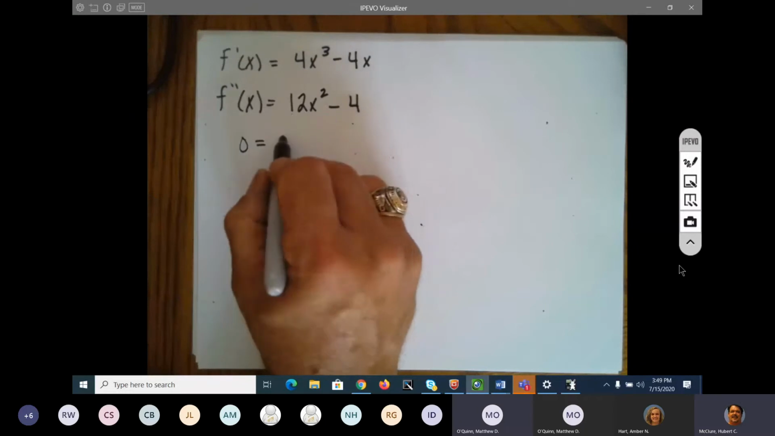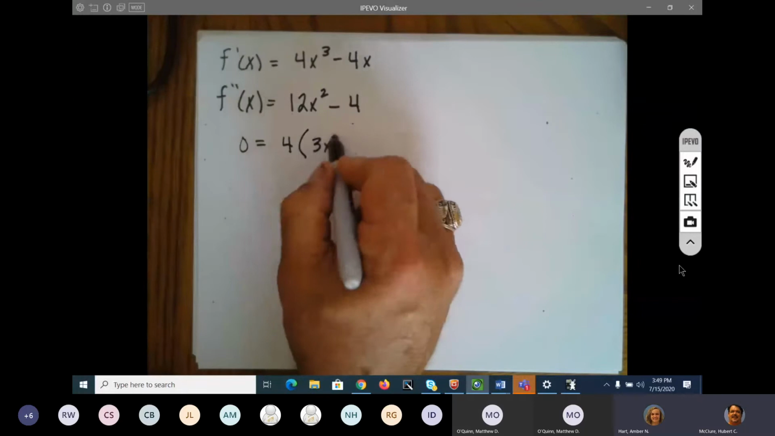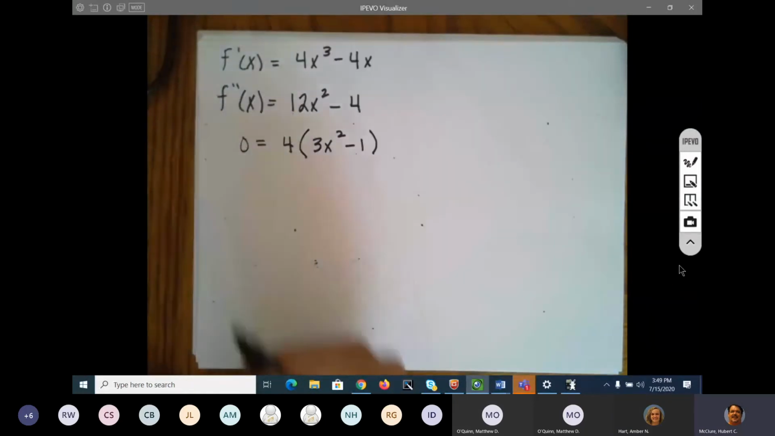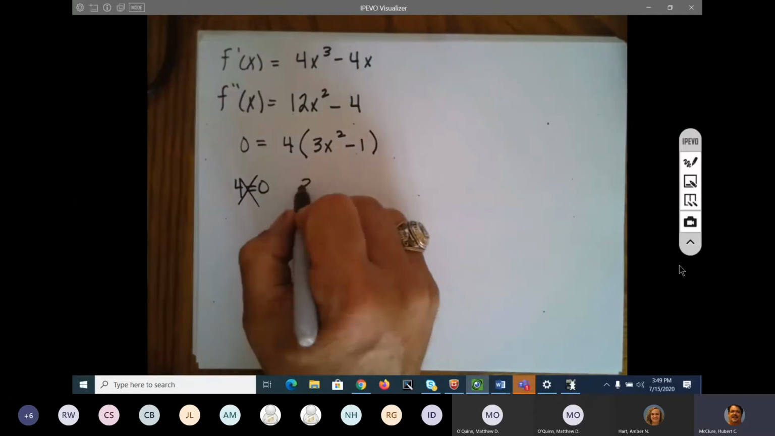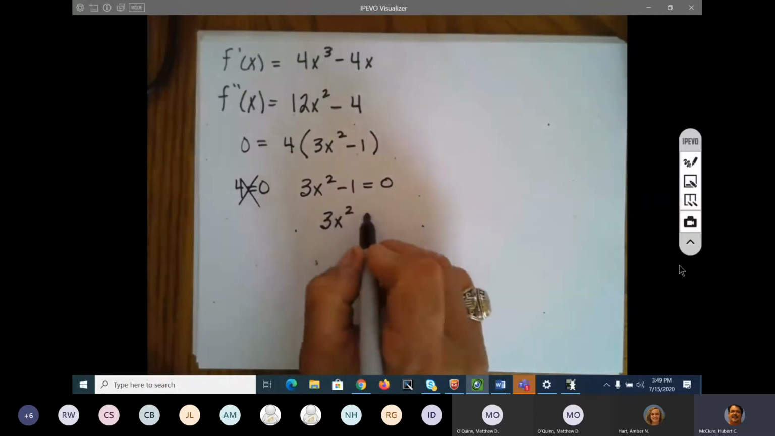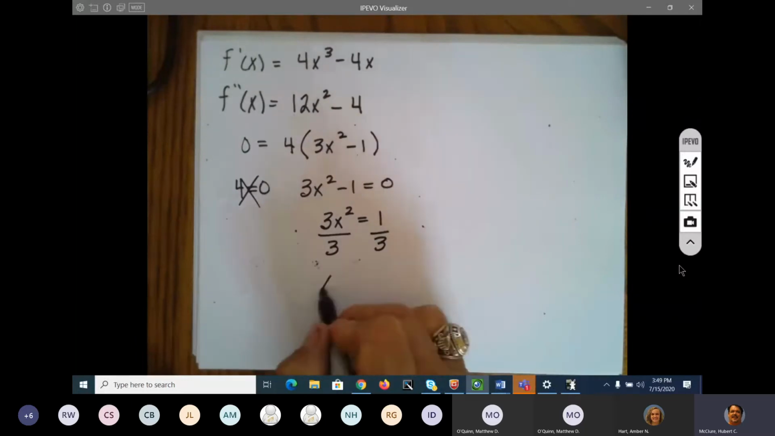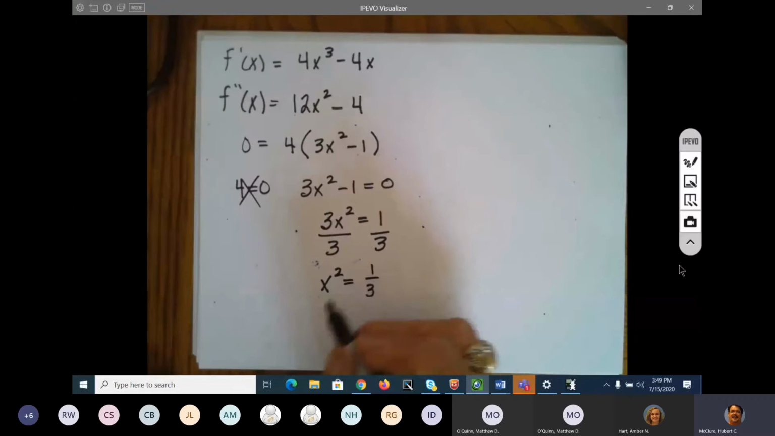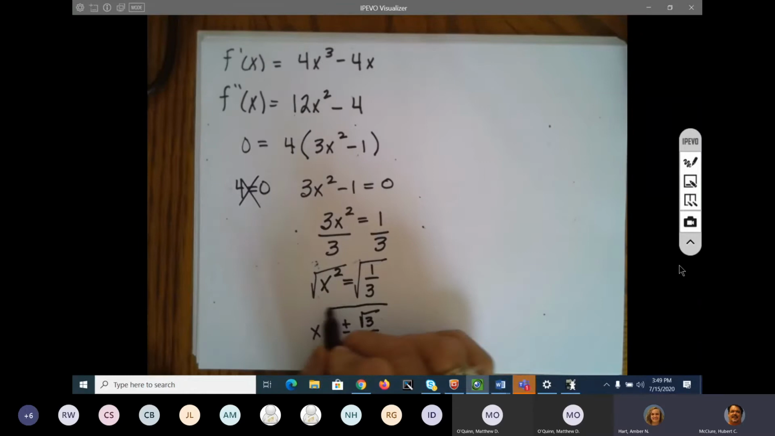Let's see, I can factor out a 4. And that gives me what? 3x squared minus 1. 4 is equal to 0, which is not true. And 3x squared minus 1 is equal to 0. 3x squared equals 1. Divide by 3. x squared is equal to 1/3. Square root of both sides. So x is equal to positive or negative square root of 3 over 3.